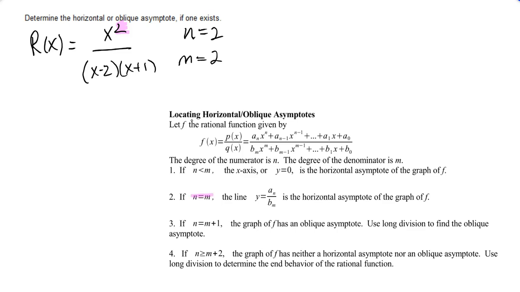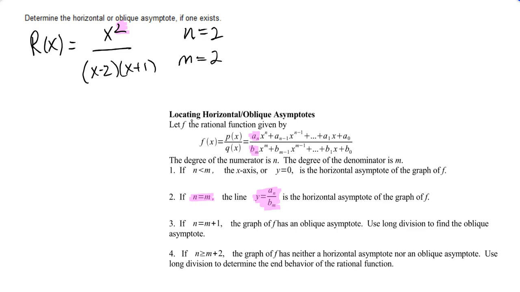So if we look at our cases, we have a case here where the degree of the numerator is equal to the degree of the denominator. In that case, we're going to have a horizontal asymptote, and it's going to be the line y equals a sub n over b sub m. Now what that is, is the leading coefficient. And the leading coefficients are these coefficients that are attached to the highest degree term.